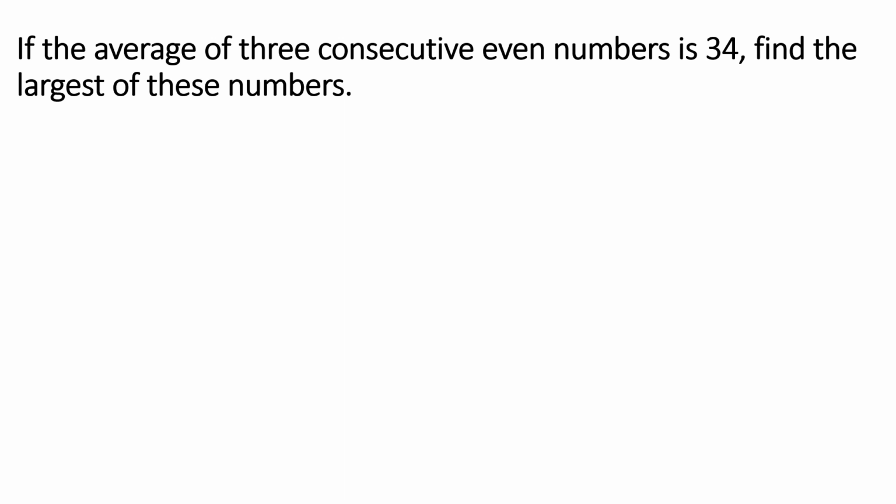Next question. If the average of 3 consecutive even numbers is 34, find the largest of these numbers. Now since the numbers are even, we'll take the first even number as x, so the second number will be x plus 2, and the third number will be x plus 4. So these are the 3 consecutive even numbers.